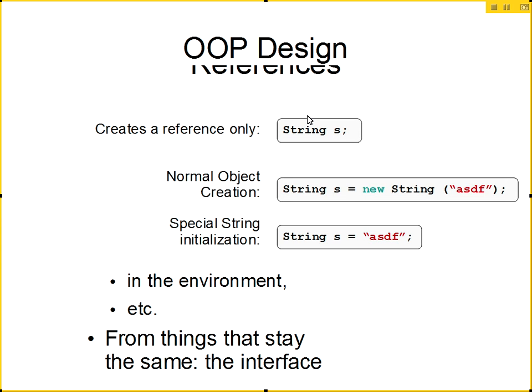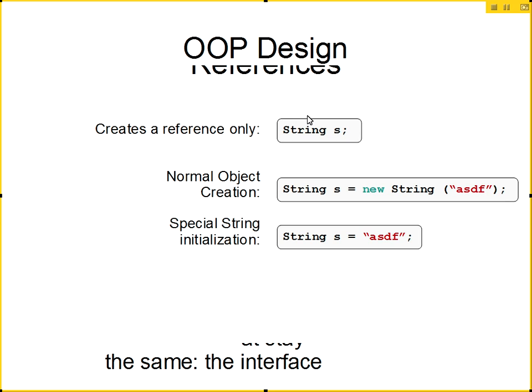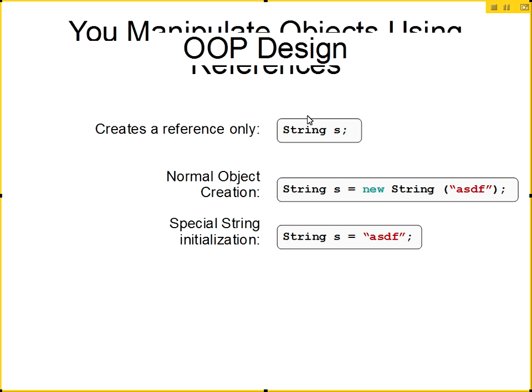Normally when we create an object, we're going to use the new keyword. We tell it what class we want to instantiate. It's going to have parentheses, and it's going to have zero or more arguments that are being passed into the constructor of that data type to actually instantiate the object. And then we always assign it to an object reference.